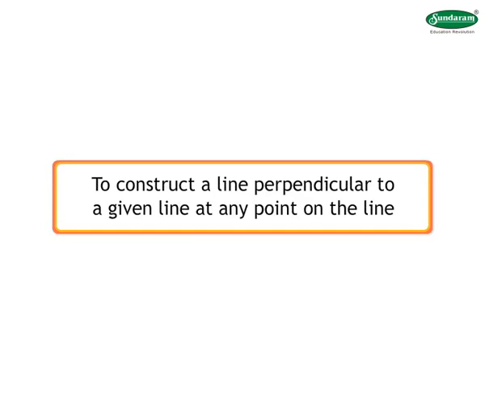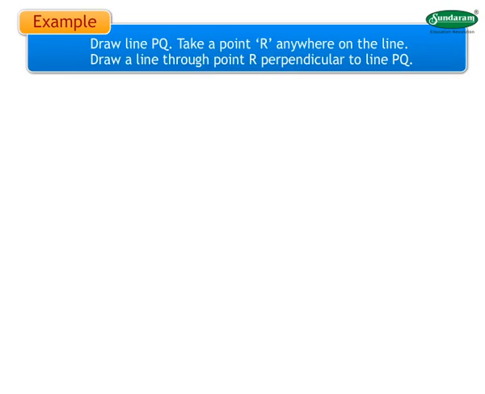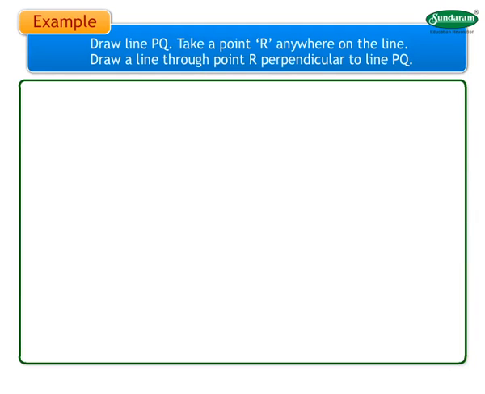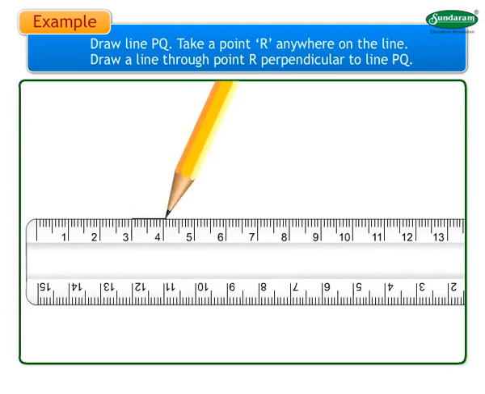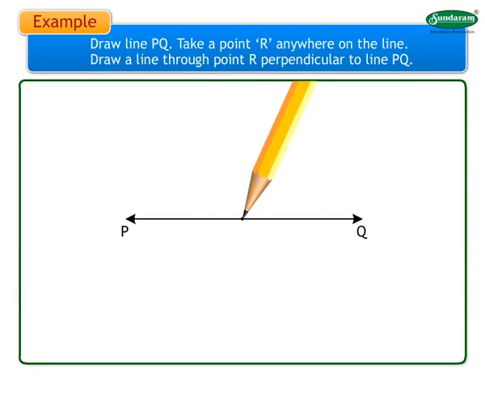Number 3. How to construct a line perpendicular to a given line at any point on the line. Let's take a look at an example. Draw line PQ. Take a point R anywhere on the line. Draw a line through point R perpendicular to line PQ. Now, let's look at the construction. Draw line PQ and take point R anywhere on line PQ.